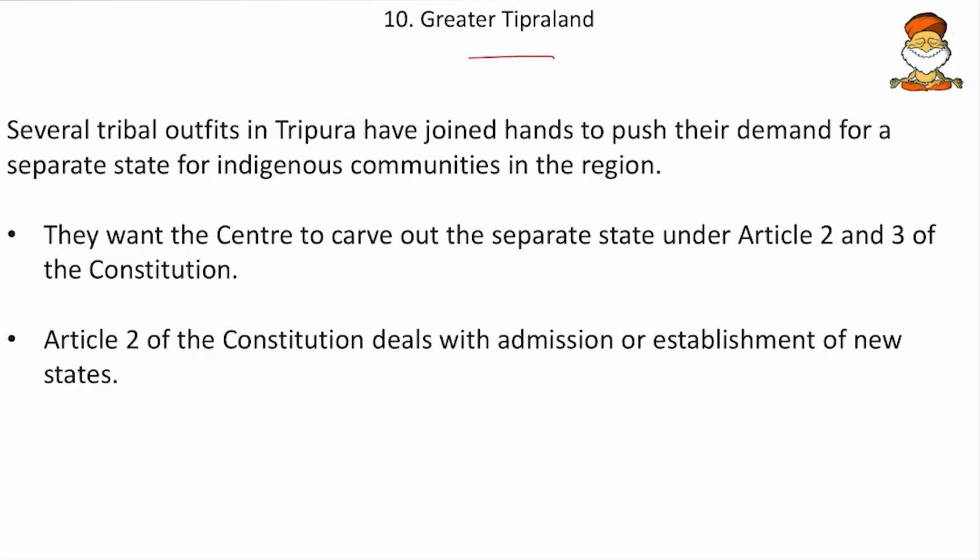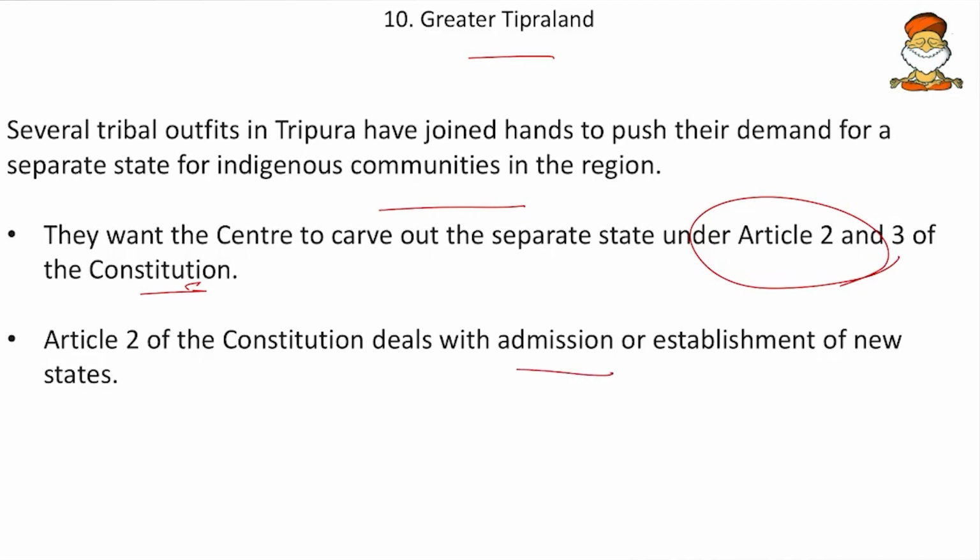Then Greater Tipra Land. Several tribal outfits in Tripura have joined hands to push their demand for a separate state for indigenous communities in the region. Just like the Greater Nagalim, Tipra Land is also coming up, and they want the center to carve out a separate state under Article 2 and 3 of the Constitution. And what do these two articles say?